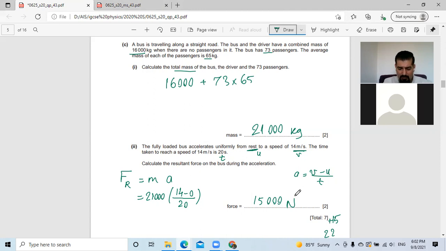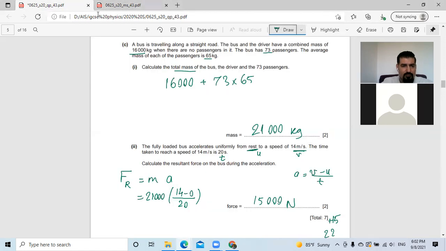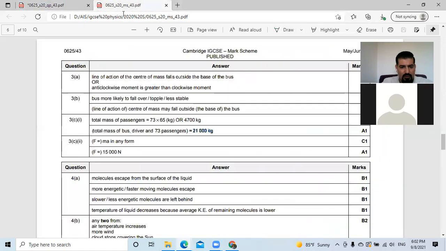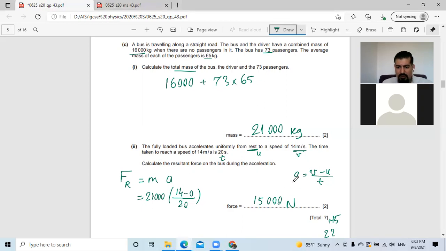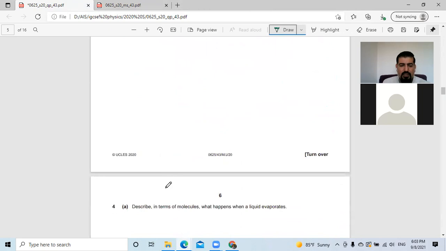21,000 multiplied by 14 divided by 20. No, it's not the correct answer. It is 14,700 Newton, or 15,000 Newton to 2 significant figures. So 22 marks so far, 3 questions.